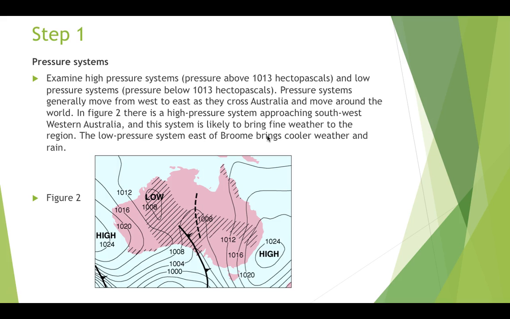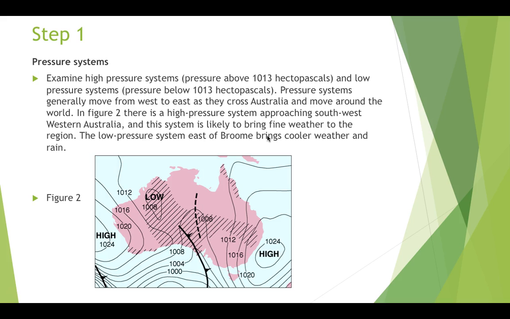Now there's 5 steps when looking at analyzing a weather map. We're going to go through those quickly today. Step 1, we're looking for pressure systems, so high and low pressures. So examine high pressure systems, which we know are above 1013 hectopascals, and low pressure systems below 1013 hectopascals or millibars. Pressure systems generally move from west to east as they cross Australia and move around the world.